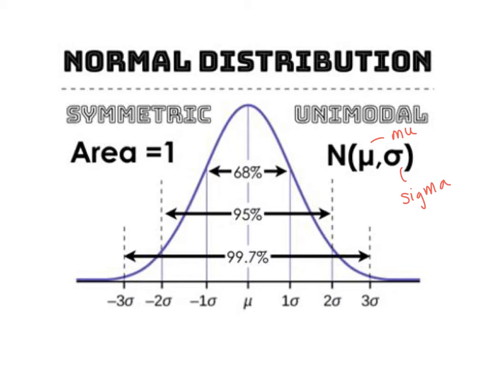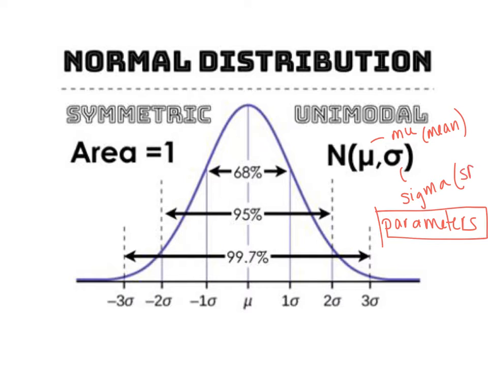Because we are talking about a population, we refer to these as parameters. If we were talking about a sample, we would call them statistics. So all normal models, when you write them, immediately I want you to write next to it a capital N, and then in parentheses you put your mean first and your standard deviation second.